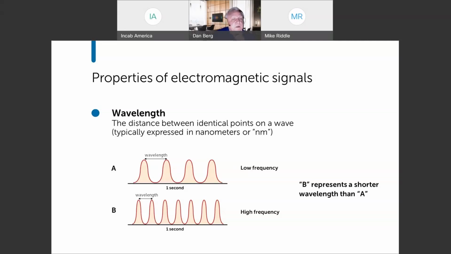As you can see here, we define wavelength by the crests of the electromagnetic wave. The distance between one crest and the next crest is a wavelength. For frequency, we say how many of these crests can go by in a period of 1 second, and these are normally called hertz. How many wavelengths or crests go by in 1 second is a hertz, or a frequency.